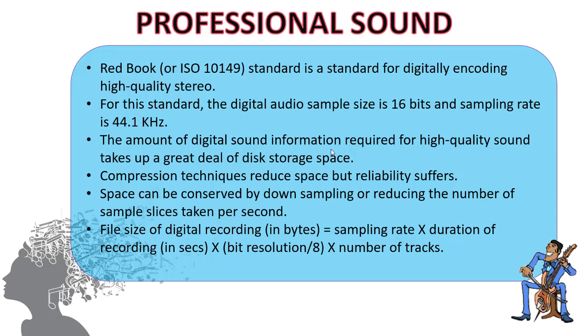Producing high-quality audio requires a large amount of digital sound information. Thus, it will require hard disk space. So, a bigger sampling rate of an audio file will require a bigger size of storage. Compressing and decompressing the audio file may reduce the quality of the audio sound. Space or storage size can be conserved by downsampling, or reducing the number of sample slices taken per second.